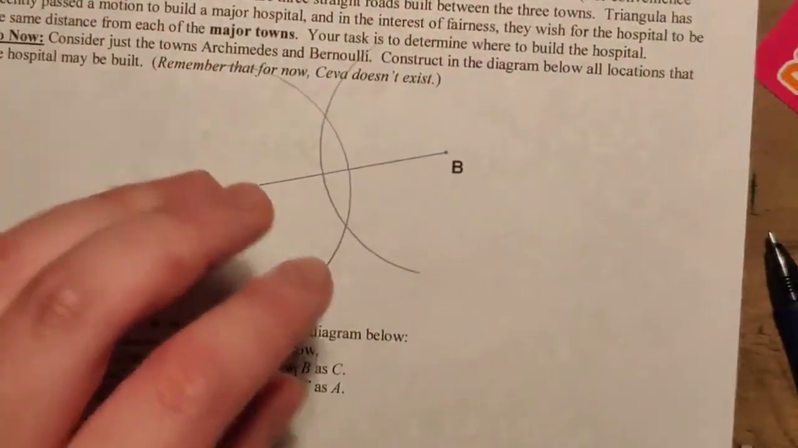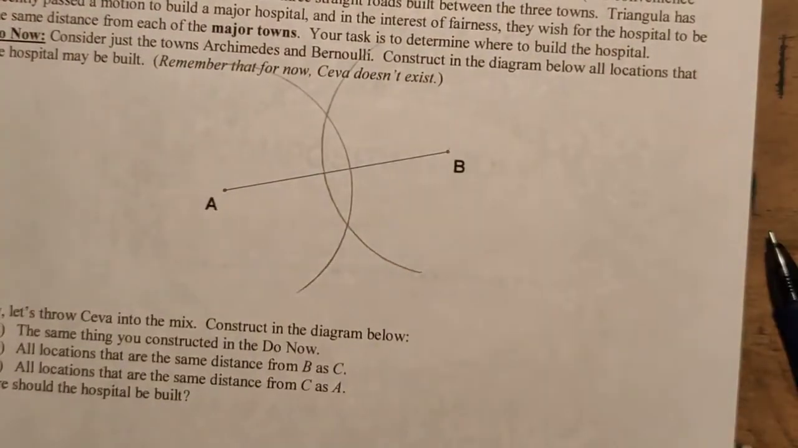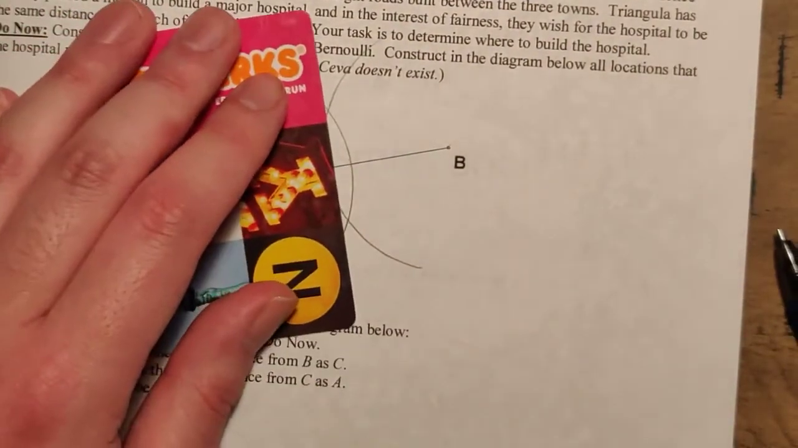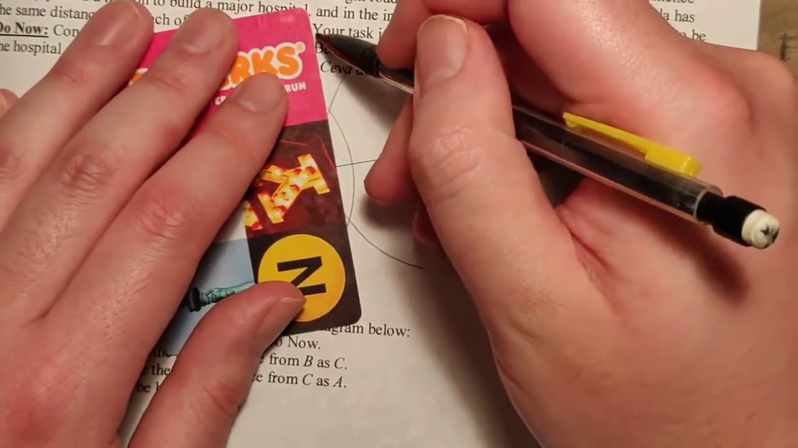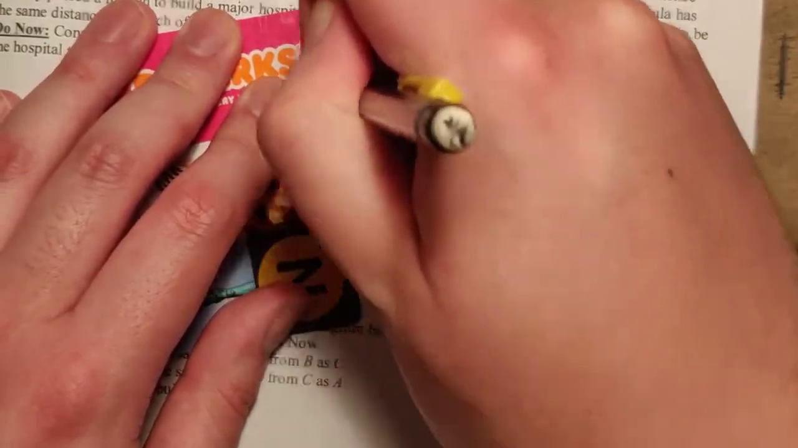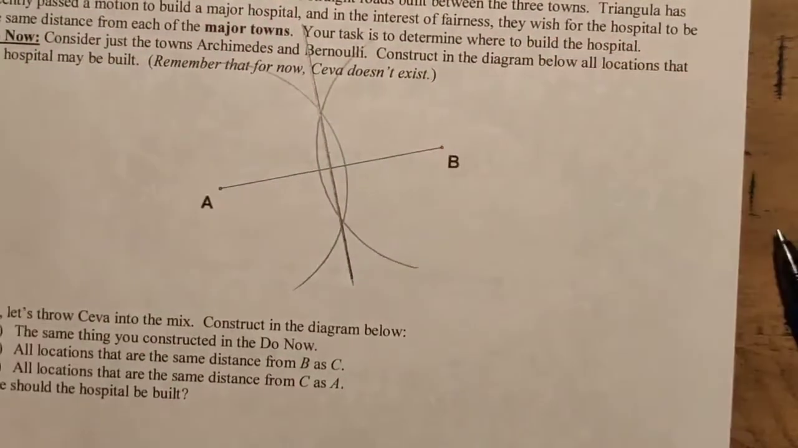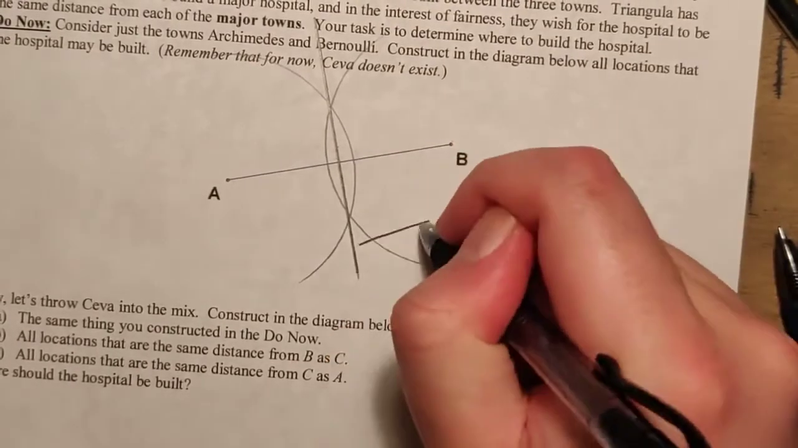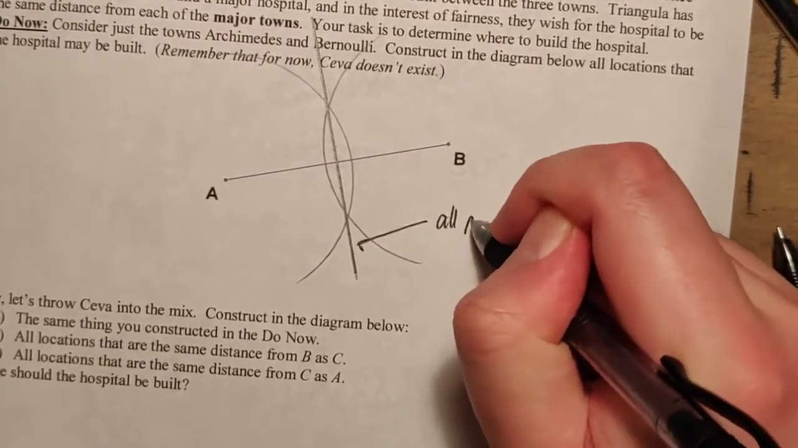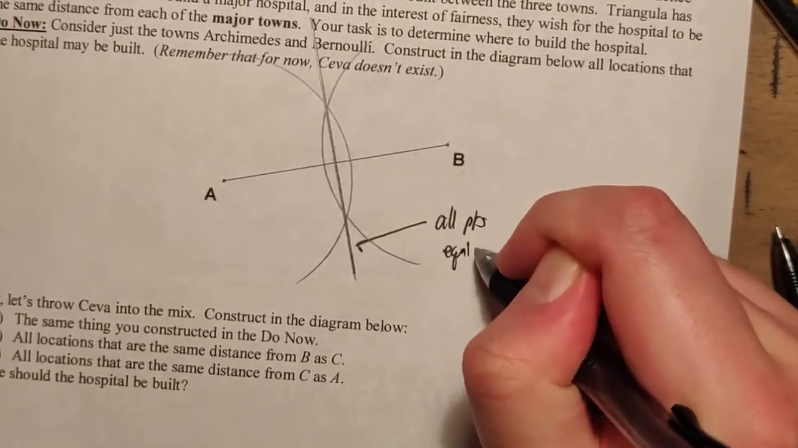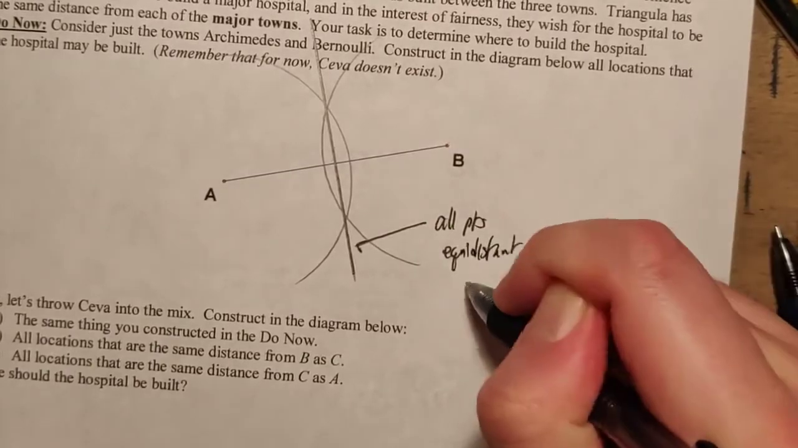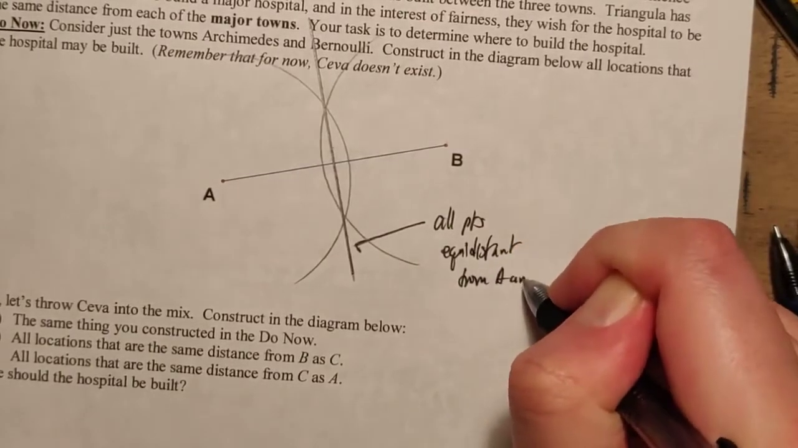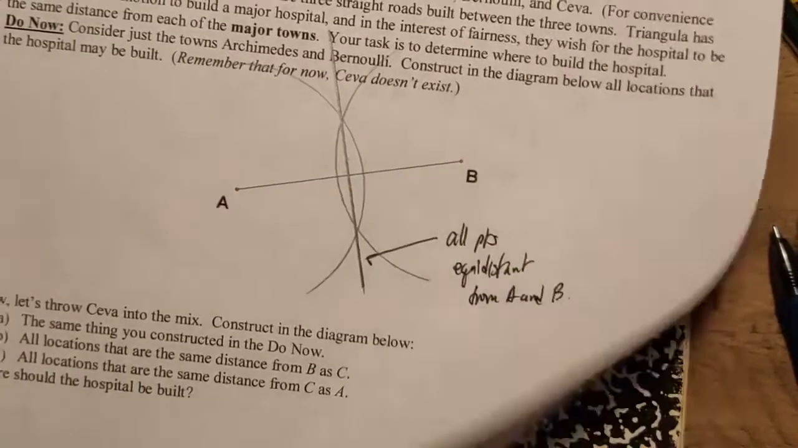We can create a perpendicular bisector like so. The perpendicular bisector is great because, remember, any point on this perpendicular bisector is equidistant from A and B. So all points here are equidistant from A and B.